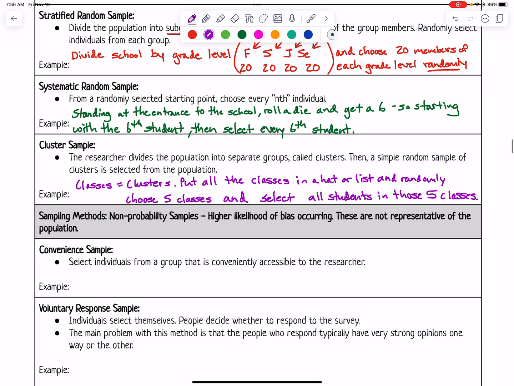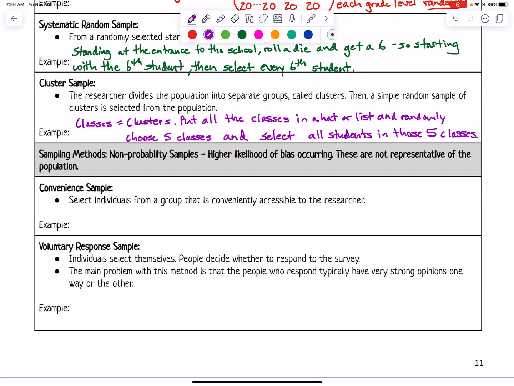Okay, there's 2 more types we're just going to name off really quick. There's a convenience sample, which is mentioned often, and that is when you select individuals from a group that is conveniently accessible to the researcher, and usually there's a high likelihood this is going to be biased. For example, let's say I just want a quick random sample, but I just am in a hurry, so it's really not going to be random. And I just go next door and ask the class next door my survey question.